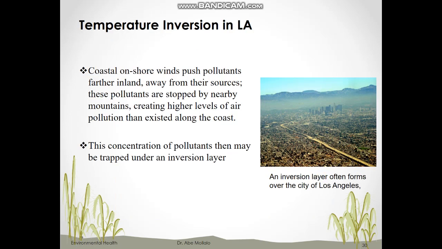Temperature inversion is a serious problem in Los Angeles because of the topographic characteristics and prevailing winds. In this city, the coastal winds push pollutants away from their sources, but the smog or pollutants cannot escape and are stopped by the nearby mountains, making a higher concentration of smog near the ground. This layer of pollutants can be trapped under the warm layer and cause health problems to the environment and also to humans.